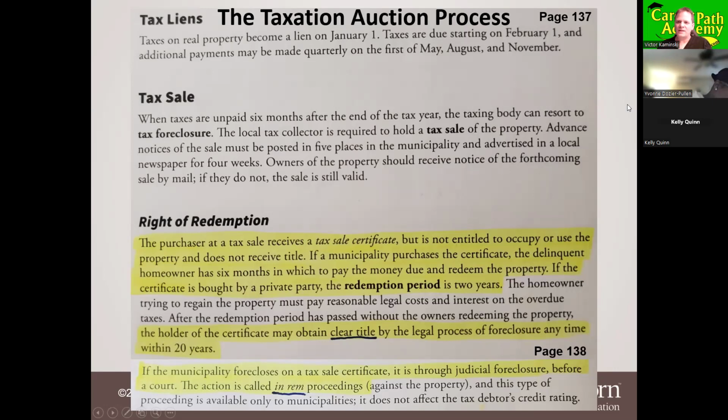But if they don't pay that money back plus the interest within 2 years, then you could get their property by foreclosing on them through the courts. So when taxes are unpaid 6 months after the end of the year, this is what that says, basically, right there. Now, the right of redemption, let's highlight this stuff. This is on page 137.